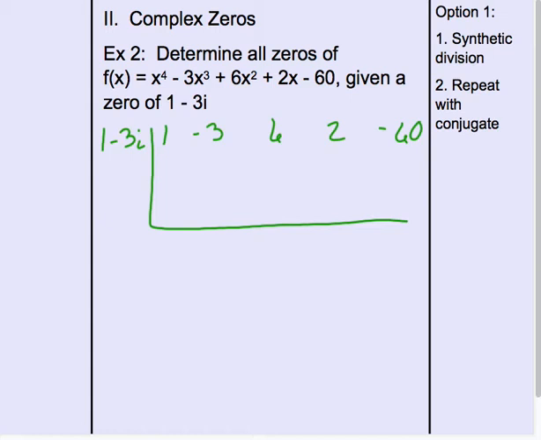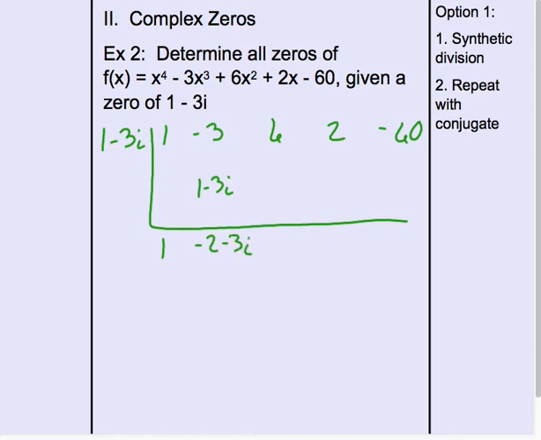Now I was given the 0, I wasn't given it in factored form, so I use exactly the 0 I'm given. If you forget and you use the conjugate, you're going to have to repeat it with the conjugate anyway, so the order really doesn't matter. So bringing down the 1, multiplying by 1 minus 3i, adding these. Now make sure you add your real part to your real part, so negative 3 plus 1 is negative 2, and there was no imaginary part to add it with.